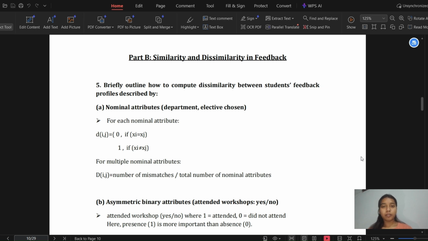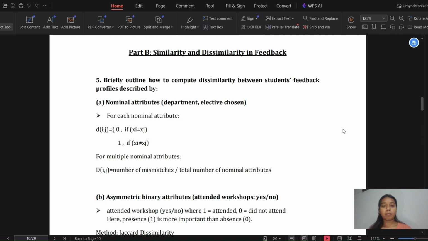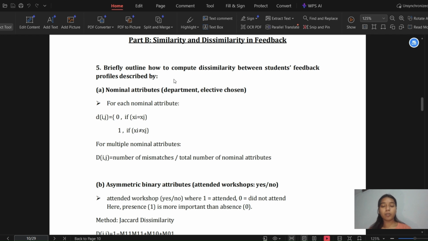Hello everyone. Today we are going to discuss part B of the first internal test. These are the solutions of part B, that is, similarity and dissimilarity in feedback. The fifth question is: briefly outline how to compute dissimilarity between students' feedback profiles described by the following.